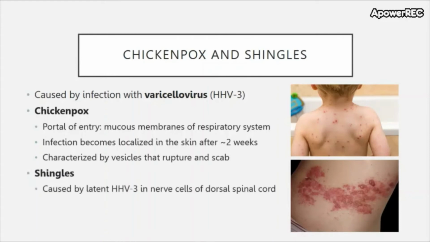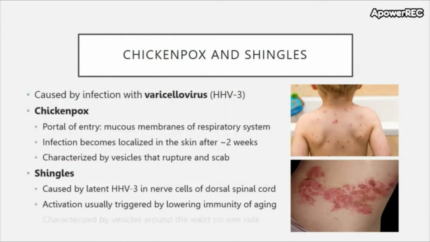is caused by latent HHV3 in nerve cells of the dorsal spinal cord. So you do not get shingles from exposure from the environment. What happens is an individual already had exposure to chickenpox, and the HHV3 lies dormant in our systems, and we're long-term carriers for the rest of our life. Under certain conditions, it can be activated. This activation is usually triggered by a lowering of the immunity, typically with age.